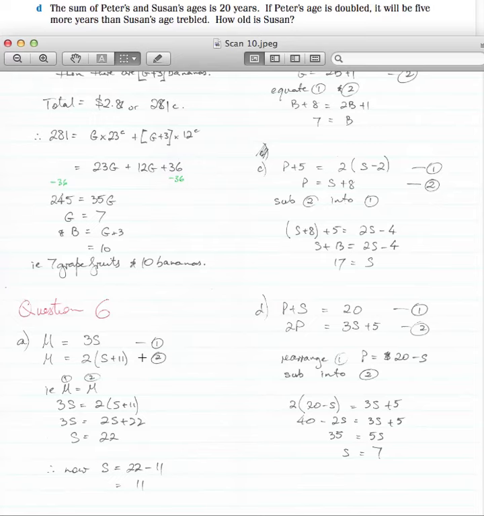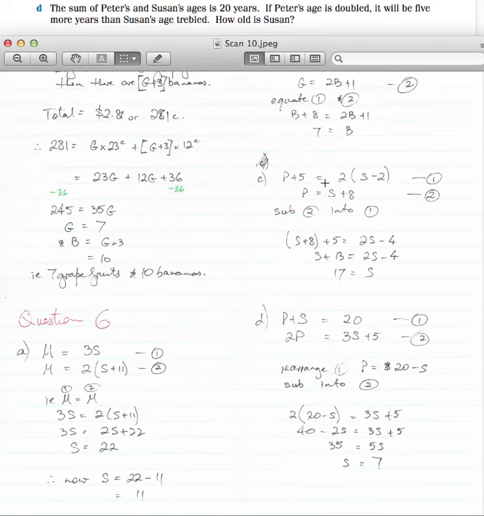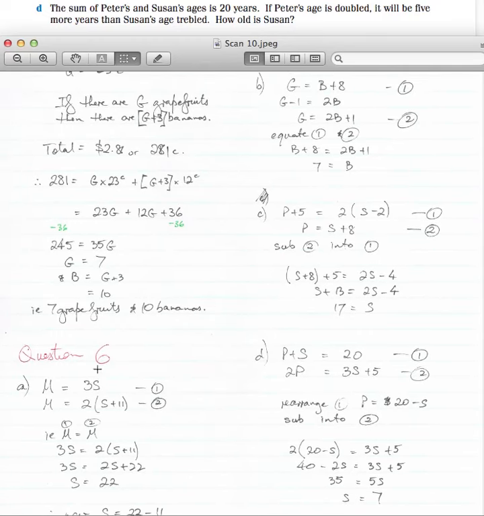So there's a couple of questions for age in particular. What we're aiming to do here is to make sure that you interpret the information correctly. And most importantly, for all of these questions, we see that we're getting 2 equations in terms of the 2, or in this case, the people. Okay, M and S, G and B, P and S, P and S again. So we're getting 2 equations, and then we are substituting one into the other, or we are equating.